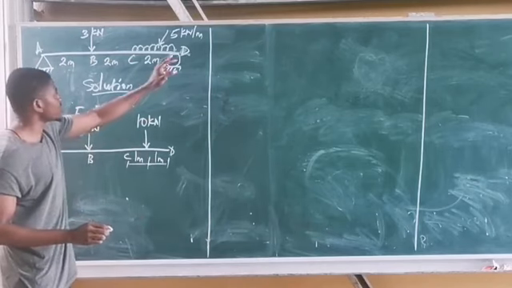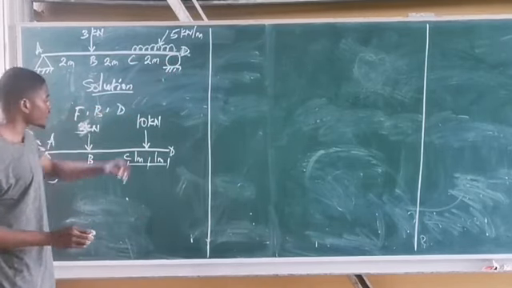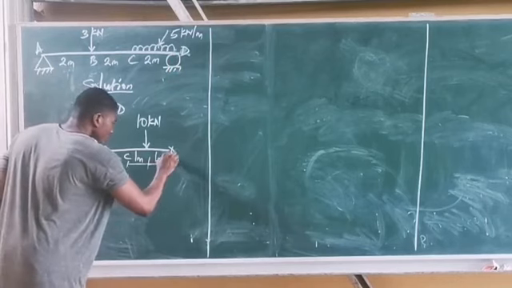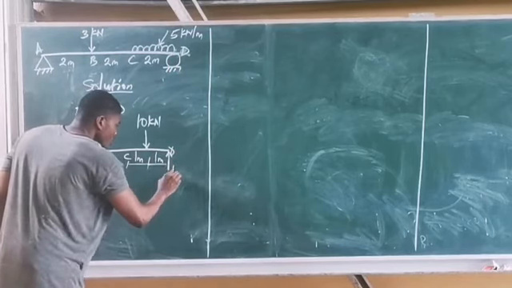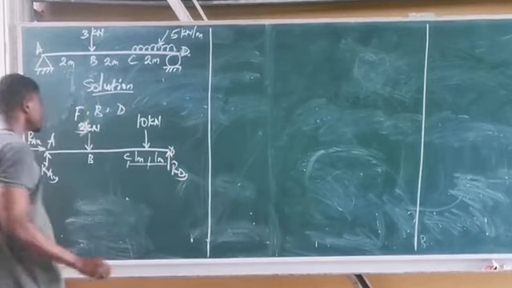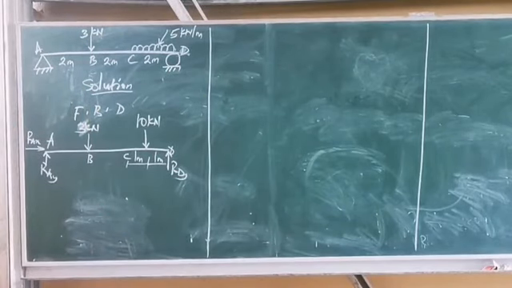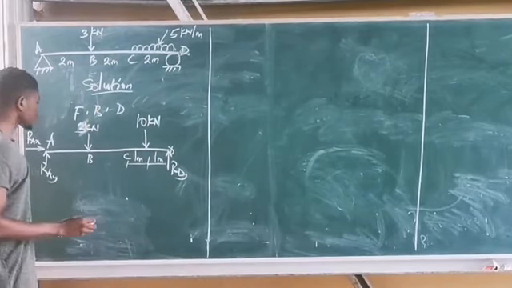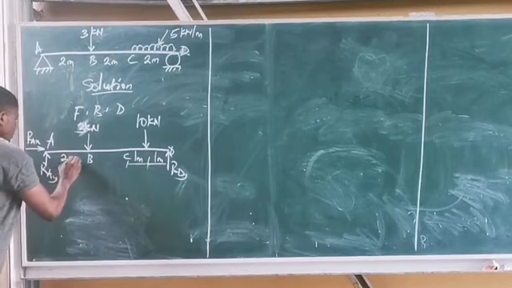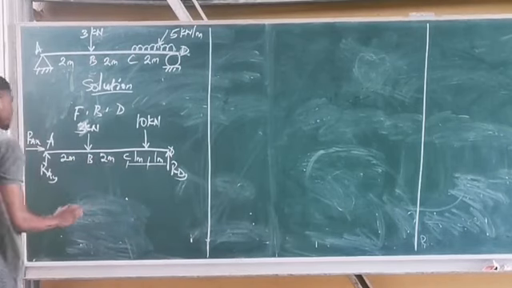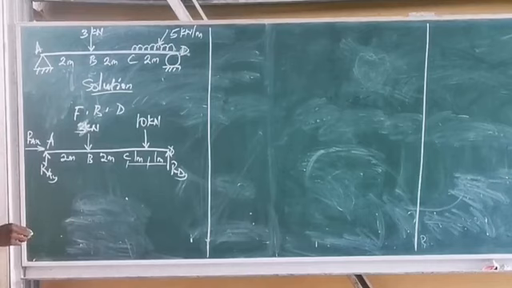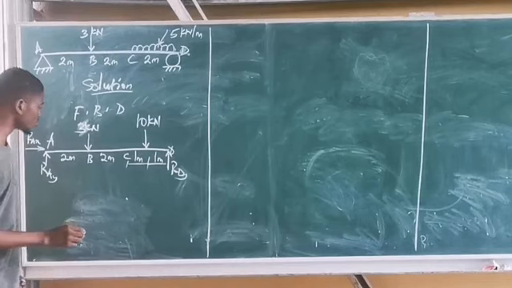Similarly, at point D, there is a roller support. And for roller support, we have one reaction normal to the surface. So we call this RDY. So that's the free body diagram of the structure. They are all equally spaced, 2 meters apart. So we apply static equilibrium equations.